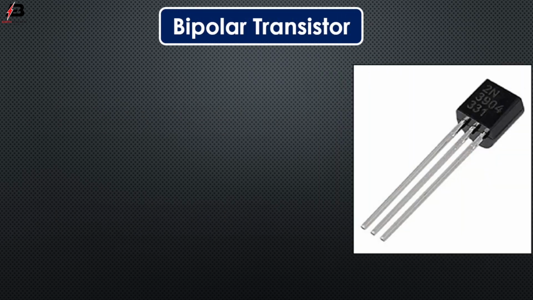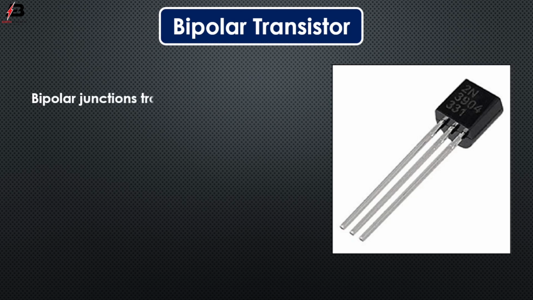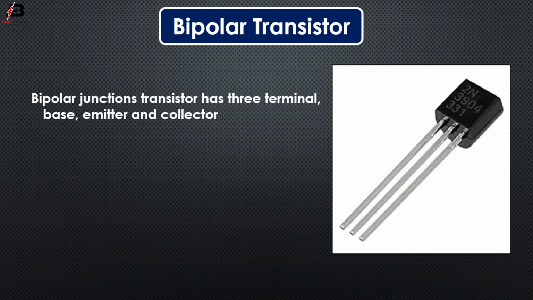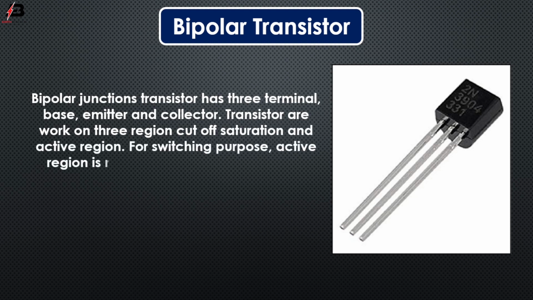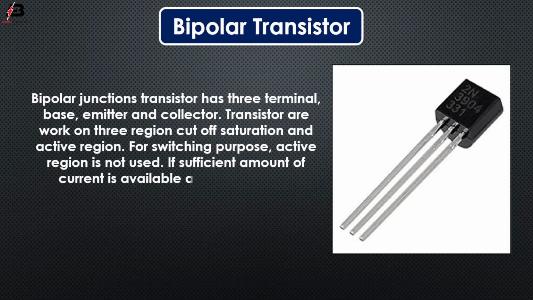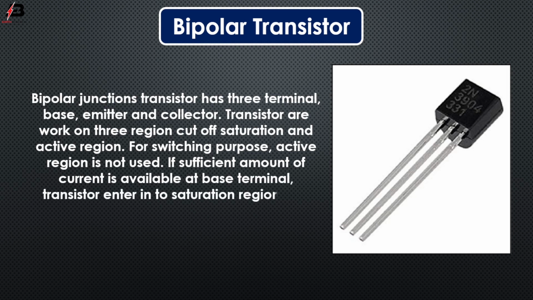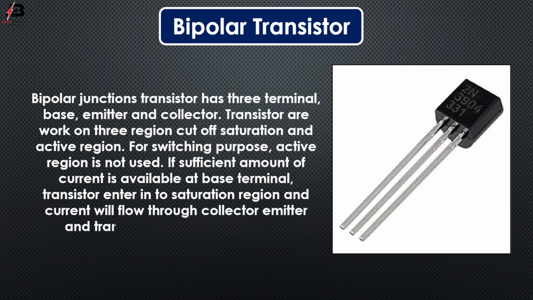Bipolar transistor. A bipolar junction transistor has three terminals: base, emitter and collector. Transistors work in three regions: cut off, saturation and active region. For switching purposes, the active region is not used. If a sufficient amount of current is available at the base terminal, the transistor enters the saturation region and current will flow through the collector and emitter, and the transistor acts as an on switch.